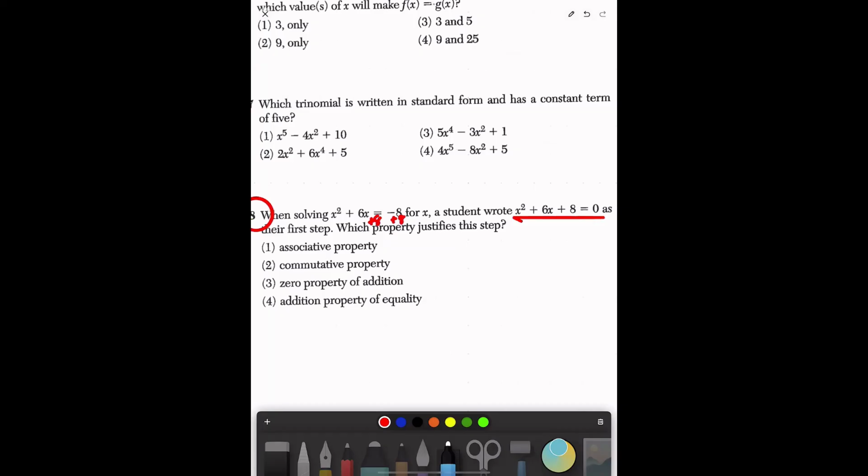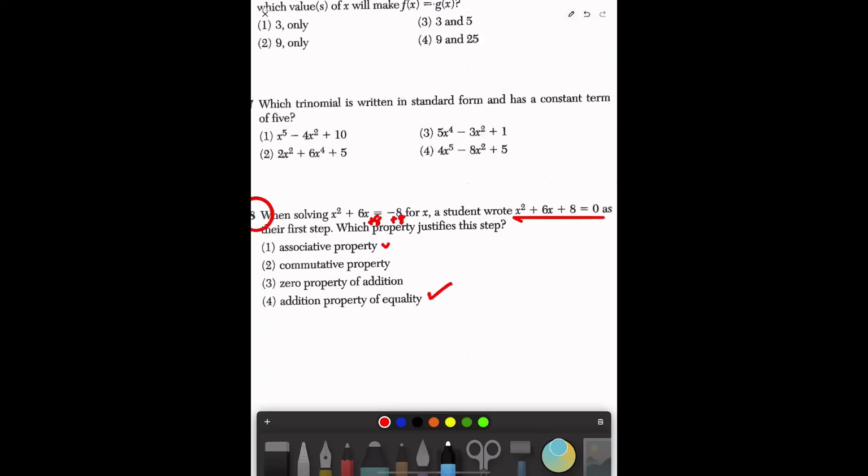So I added 8 to both sides of the equation, or the equality. It's the addition property of equality. That's what I did. I added 8 to both sides.